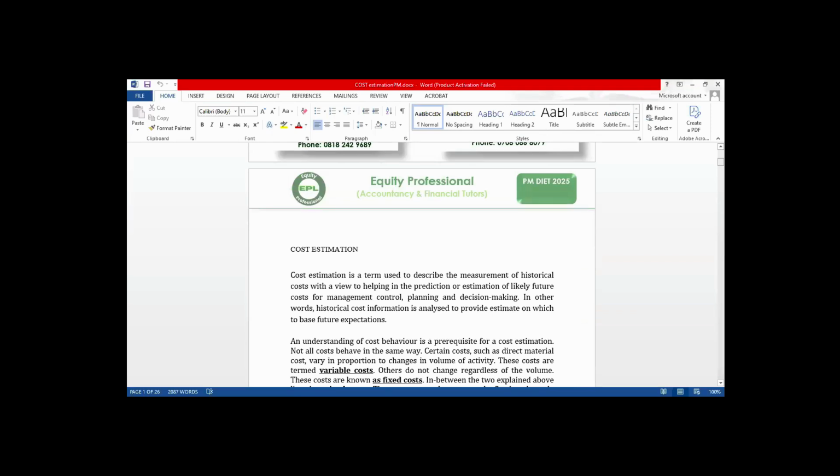Why do companies need to estimate future costs? What are the methods of estimating future costs? We define cost estimation as the measurement of historical costs with a view to helping in the prediction of likely future costs.